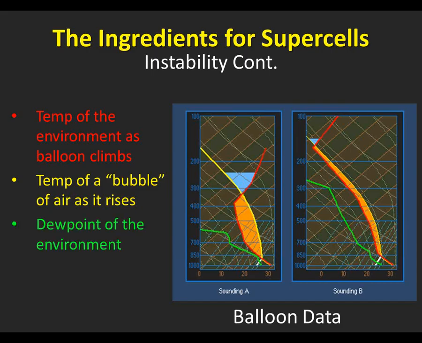Again, the green line is the dew point of the environment, and then the orange shaded area is what we call convective available potential energy, or CAPE. Okay, so on the left-hand sounding, we have a lot of CAPE, a lot of fat CAPE, as we say. And then on the right sounding, we have tall, skinny CAPE.